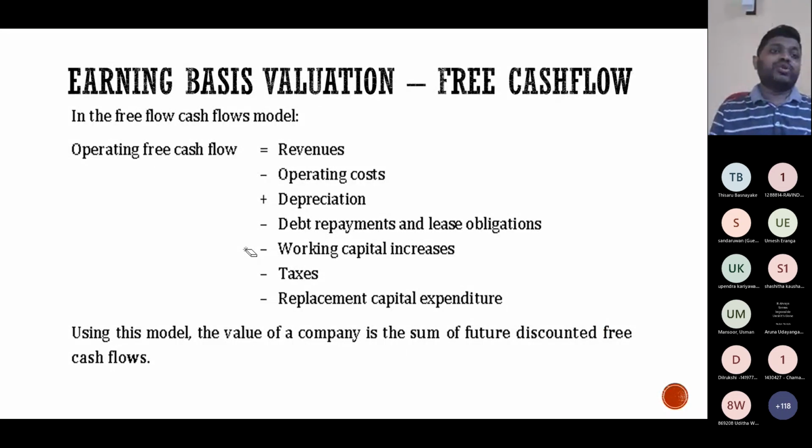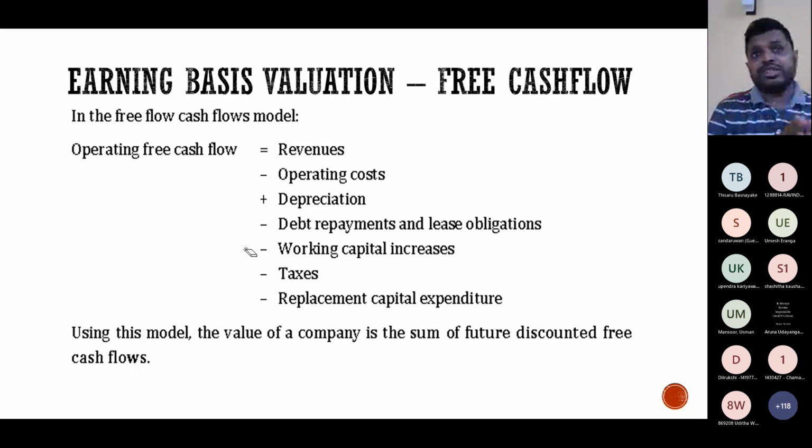Again, in the free cash flow based valuation, you have to take the operating cash flow, revenue minus operating cost, plus depreciation, because depreciation is not a cash flow. Depreciation you have to add back, and debt repayment and lease obligations you have to deduct, working capital increases you have to deduct, taxes you have to deduct, and any replacement capital expenditure you have to incur. If a surplus exists, then you take it as free cash flow.